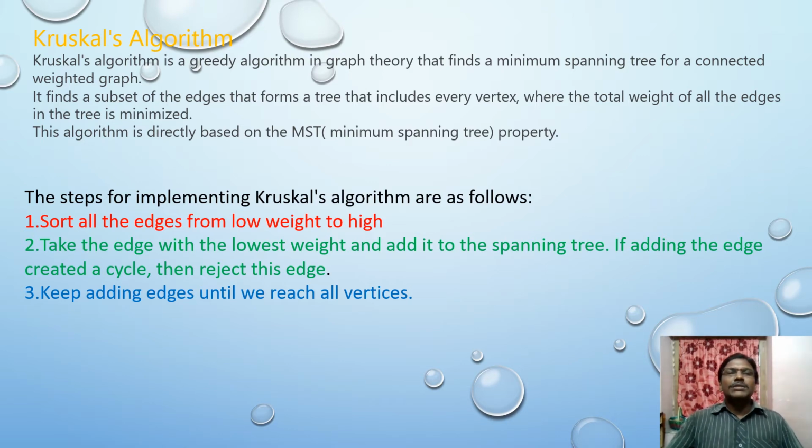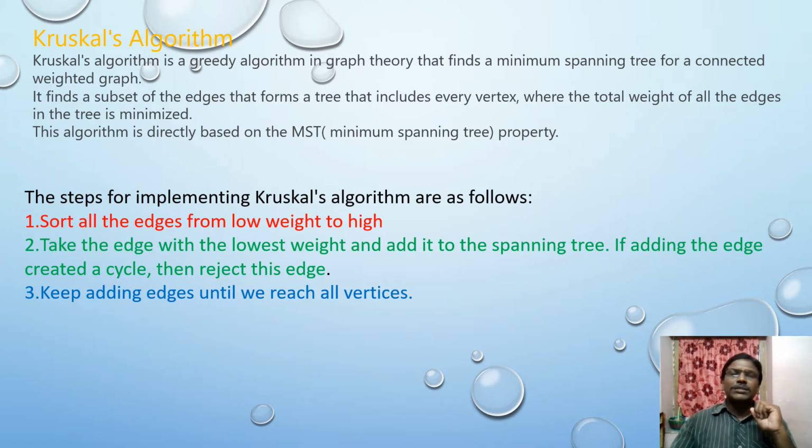Kruskal's algorithm is a greedy algorithm in graph theory that finds a minimum spanning tree for a connected weighted graph. It finds a subset of the edges that forms a tree that includes every vertex, where the total weight of all the edges in the tree is minimized. This algorithm is directly based on the minimum spanning tree property. It is a very easy algorithm.